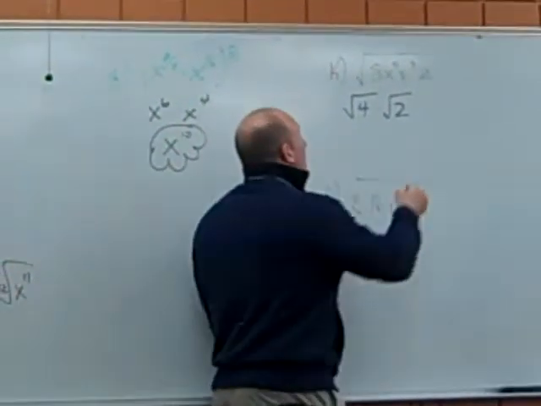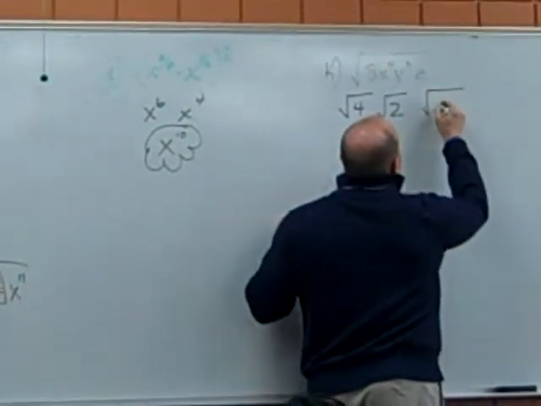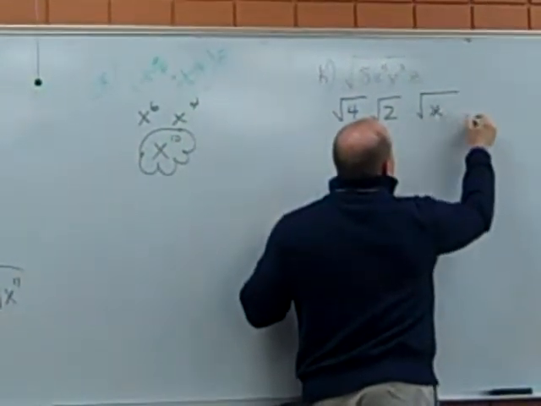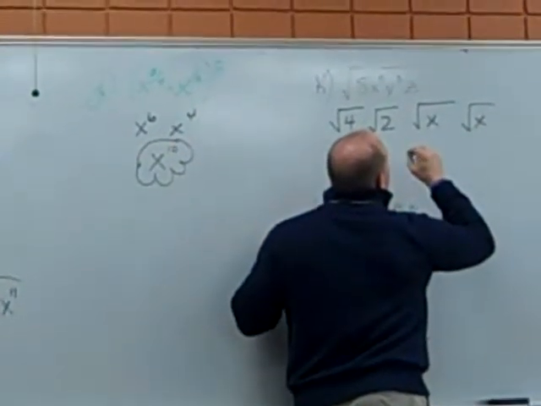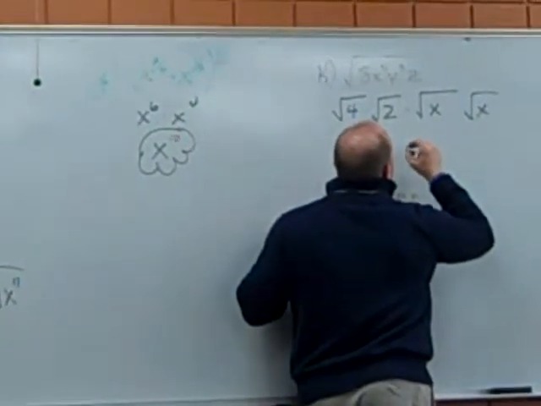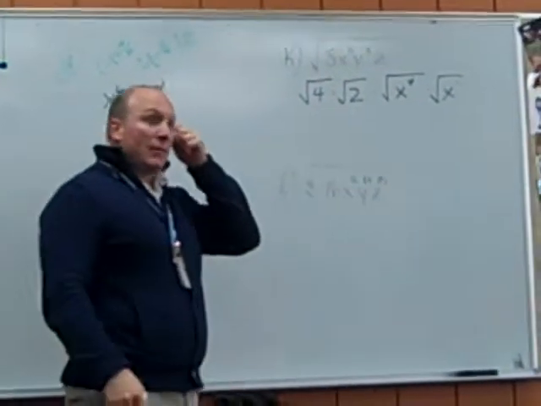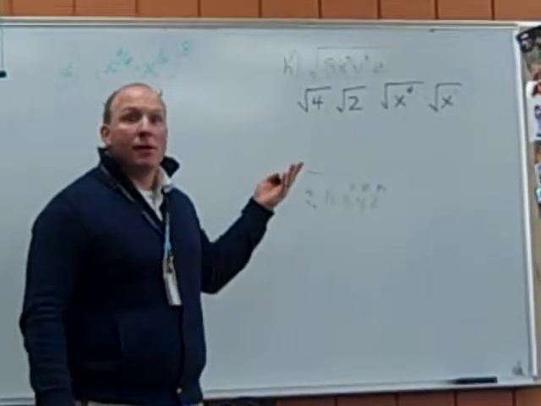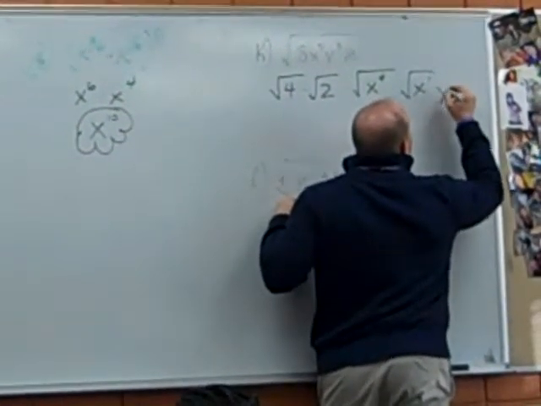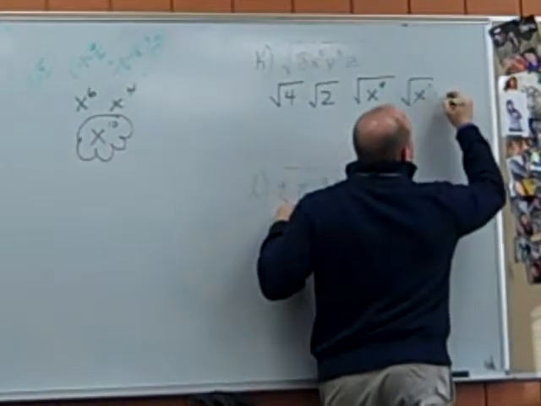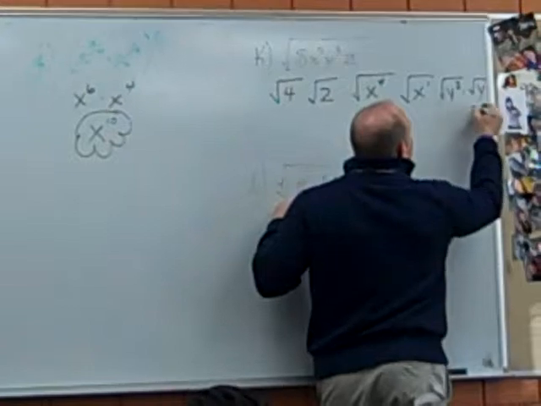Why 4? Because it's perfect. And what would I do with this x to the 5th? Break it up to x to the what? I heard it, but why? Perfect square. It's an even exponent. What about the y to the 3rd? Y squared and y. And then I got that lone z.